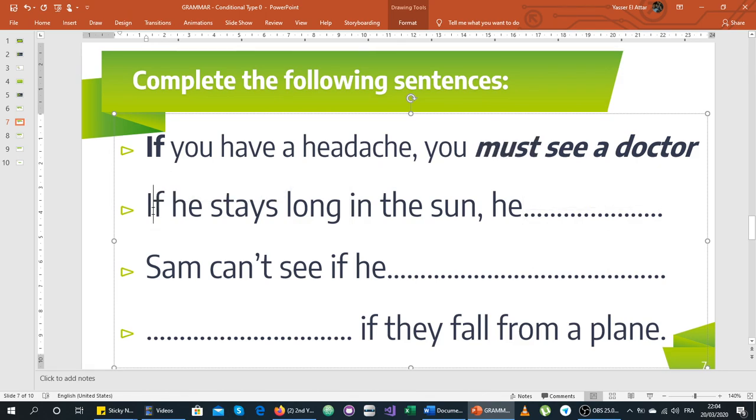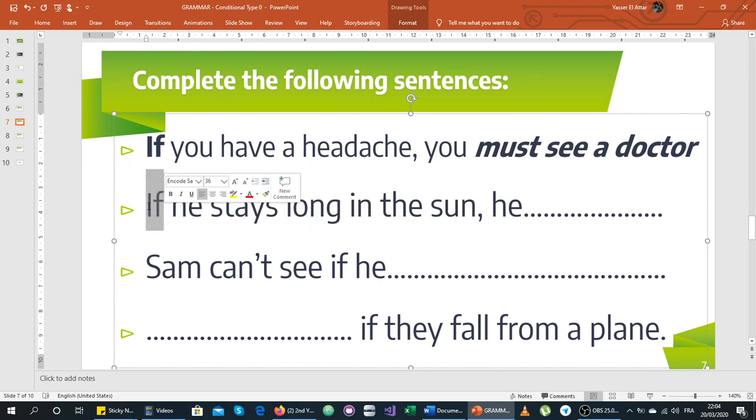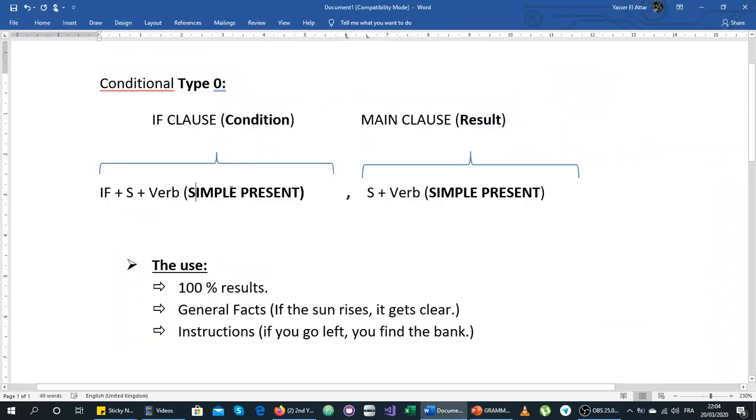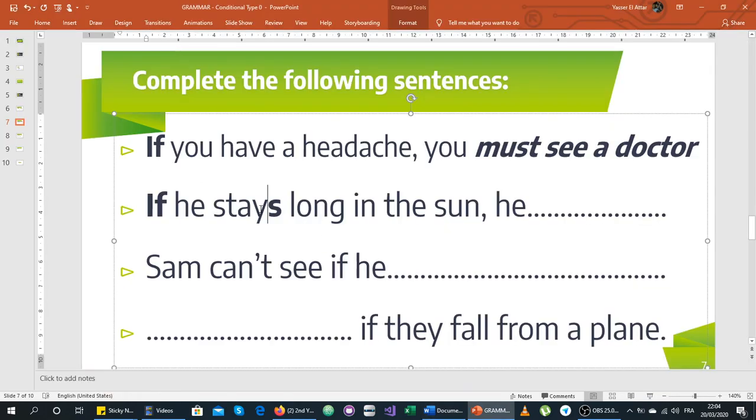So this one we have if, and this is what we call the if clause. So here is if, and this is the subject, and this is the verb. If you see here, to the verb we add s. Why do we add s? Because it's he, and because it is the simple present. In the simple present, we add s when we have he, she, and it.